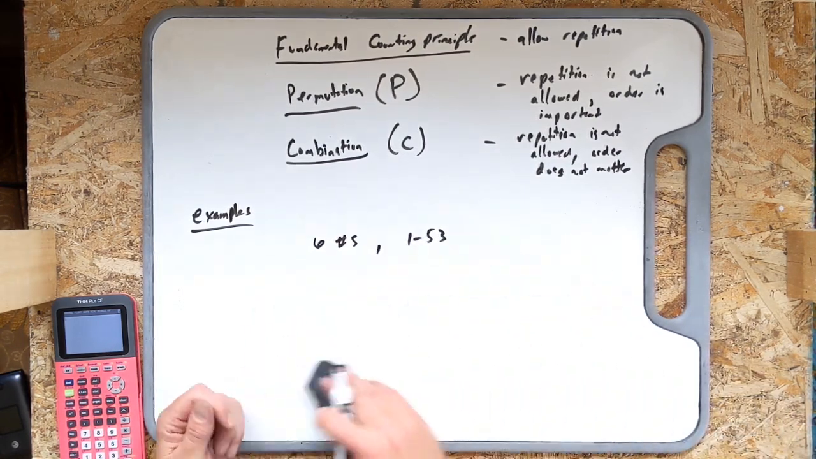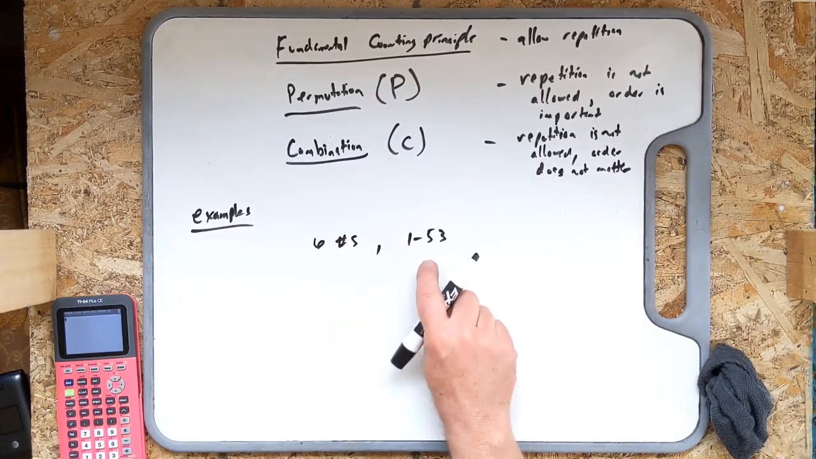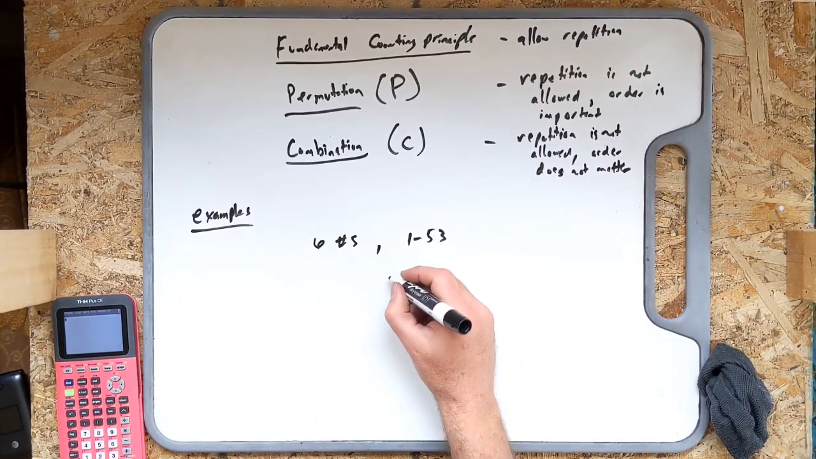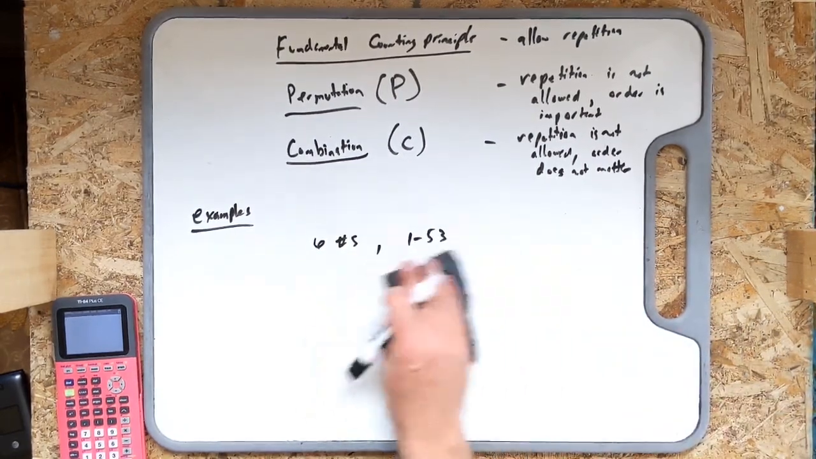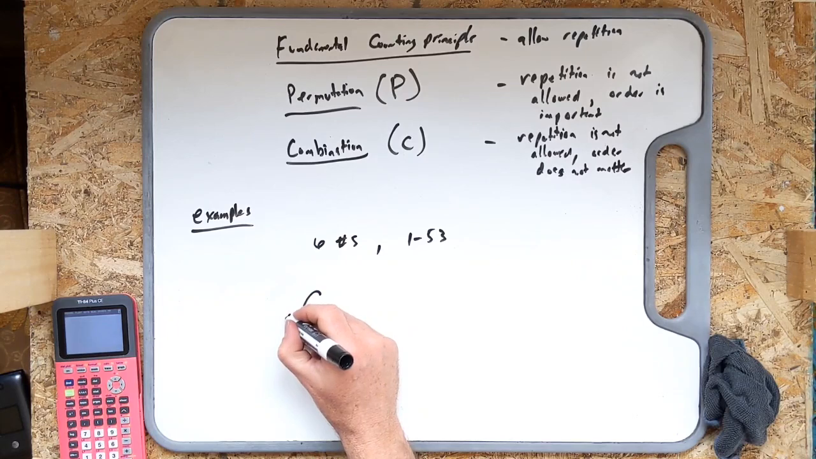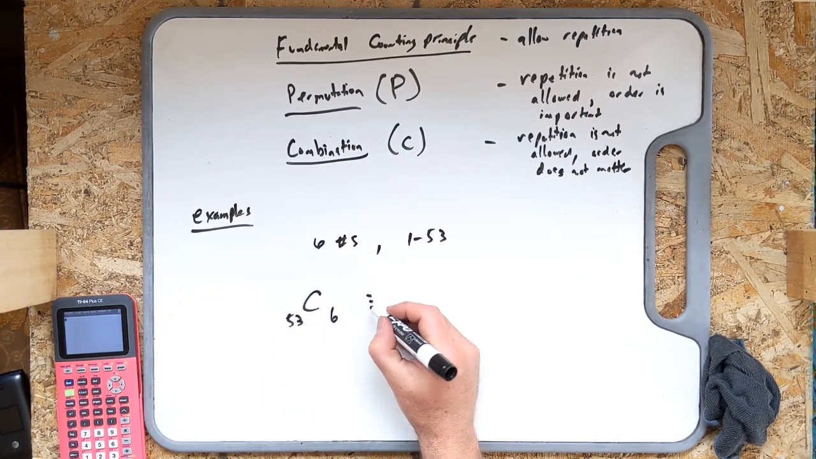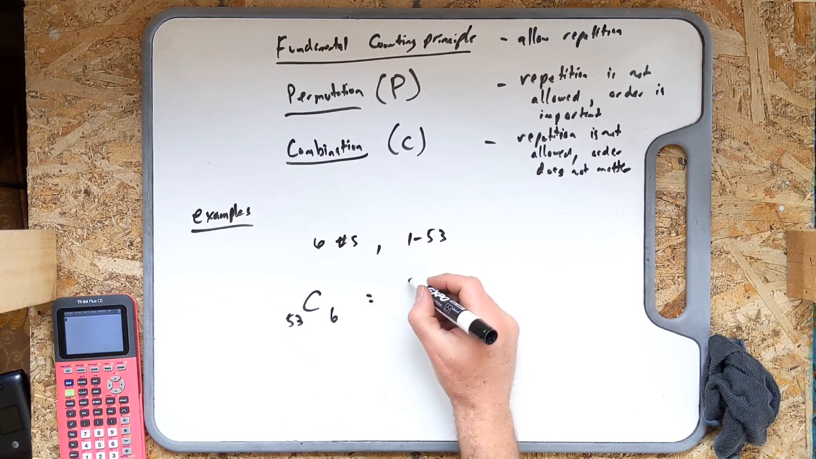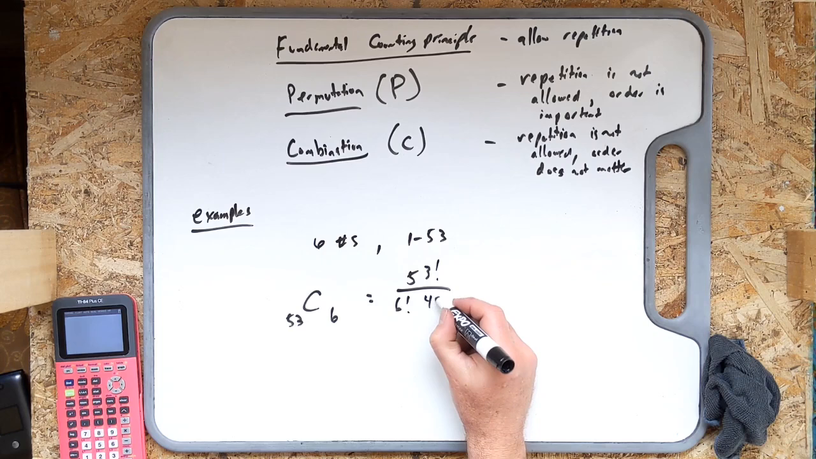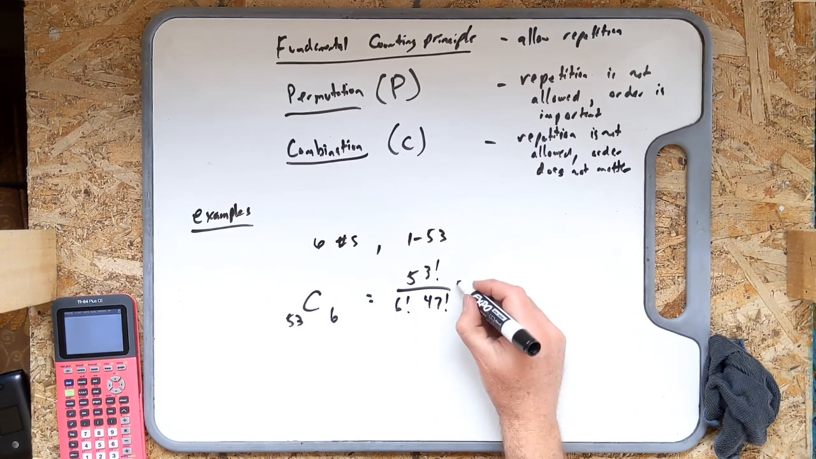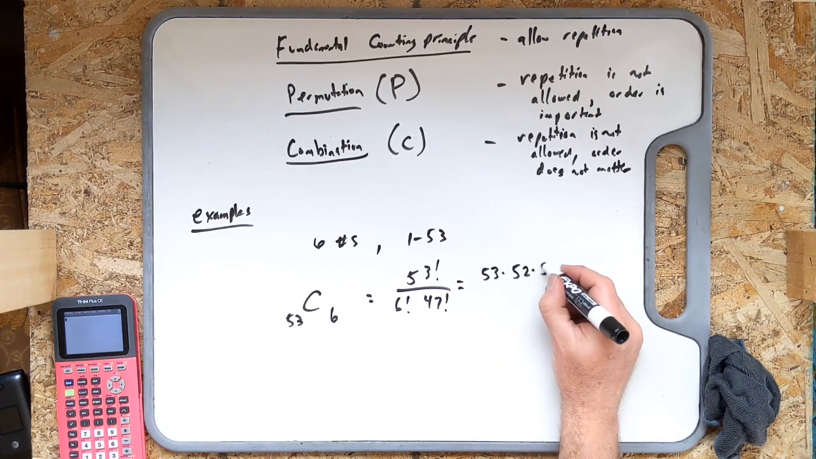So what does that mean you have? The order does not matter. Also, repetition is not allowed. There's no such lottery number as 50, 50, 50, 50, 50, 50. So it is a combination of 53 things taken 6 at a time for 6 numbers. So that is 53 factorial over 6 factorial, 47 factorial. And I'm just going to do this one out since it's the last problem. Do it by hand.